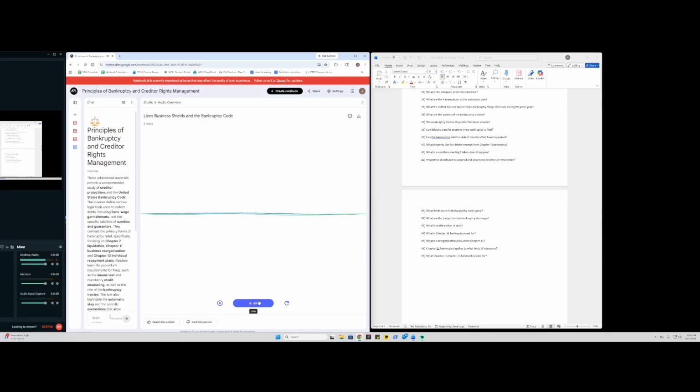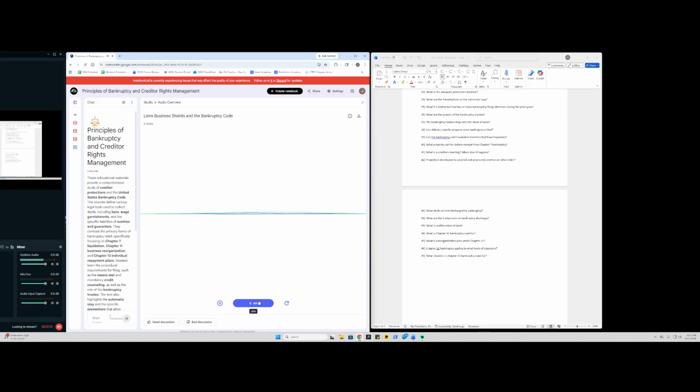That is a critical point. You are spot on. Yes, the shield isn't absolute. There are 4 key exceptions to the automatic stay. Okay, let's unpack this. The first exception involves domestic support. Things like child support and spousal support obligations are not stayed, meaning creditors can still collect on them.